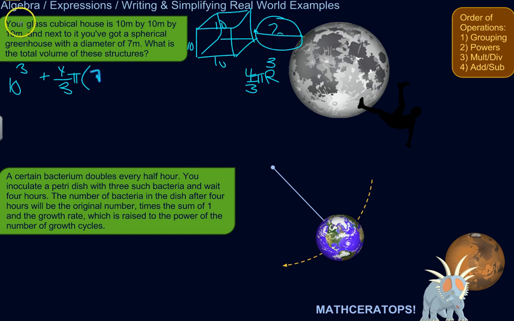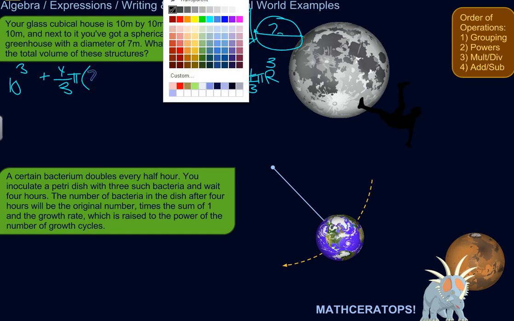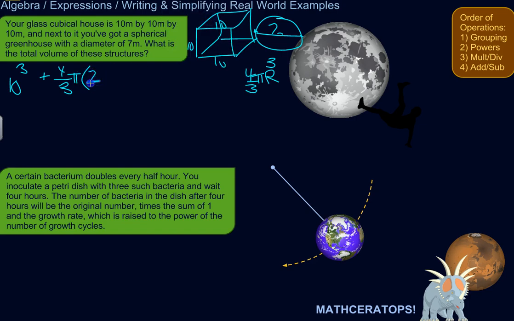So 7 divided by 2, cubed. All right, so let's follow the order of operations here to figure out what the total volume would be. First, is there any grouping? Yeah, I put this here because it's the whole radius cubed, and we want to indicate that the radius is half of what we're given as the diameter. So I put this in parentheses to indicate that this whole thing needs to be cubed. So yes, grouping. Let's do that first.